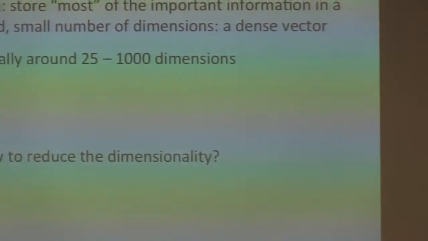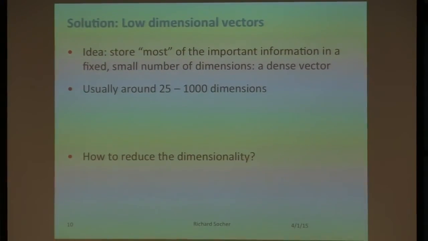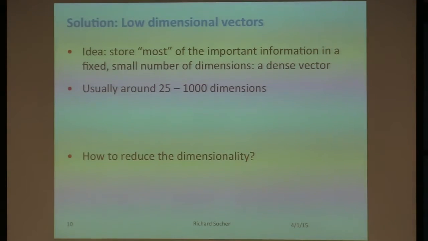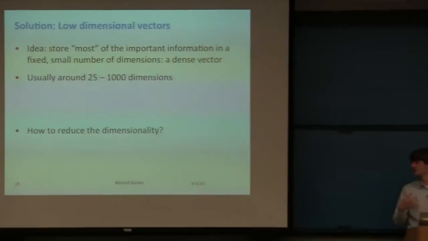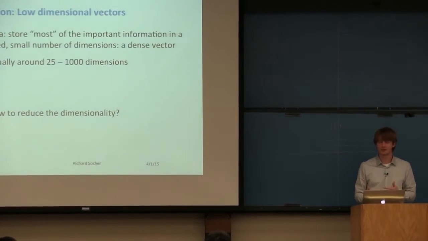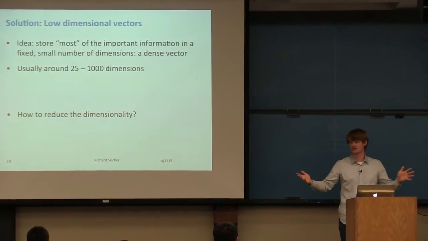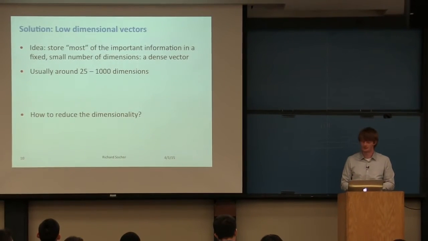The idea here is to basically try to store most of the important information in a fixed small number of dimensions, and that will result in a dense vector representation. And when we say small, it's a pretty broad range between 25 to 1,000 usually, and that depends again on your task. For simple tasks like finding named entities like locations and people, you might get away with 25. If you want to solve all of machine translation, you better have 1,000.